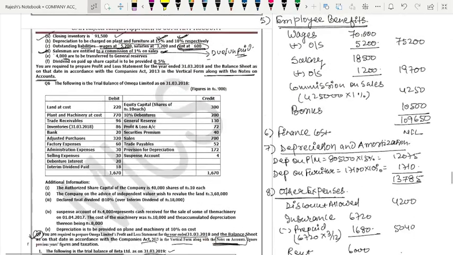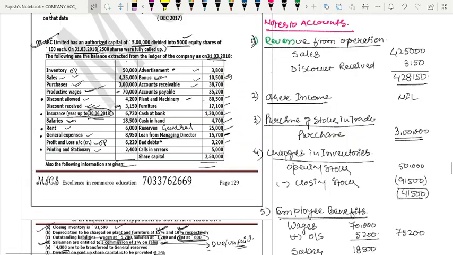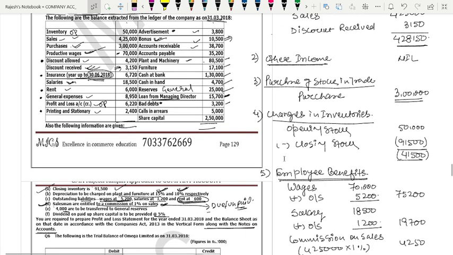Okay. Now we have prepared all the notes related to the income statement, profit and loss statement. Is there any adjustment? Depreciation we have done, wages we have done, commission we have done, general reserve comes in the balance sheet, and dividend is also part of the balance sheet. No other information is left.